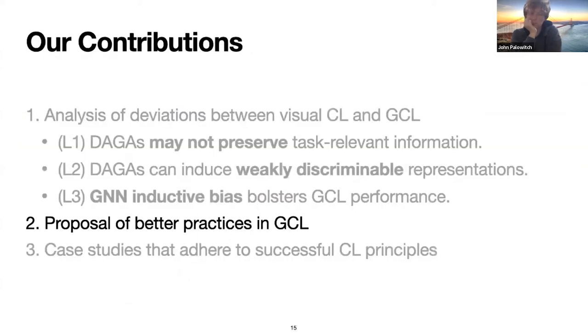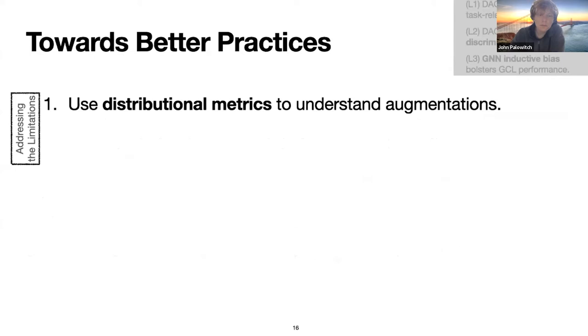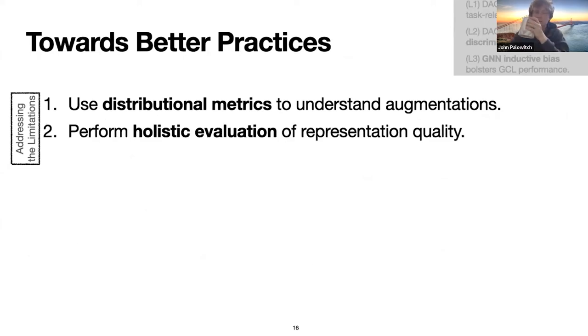Having looked at some limitations, we now look at some better practices in regards to the limitations we have seen. We suggest that practitioners use distributional metrics to understand how augmentations are altering the sample distribution, given that they may not preserve task-relevant information. Next, we suggest that practitioners perform a holistic evaluation that goes beyond just linear evaluation accuracy, such as inspecting the similarity between classes or samples, as DAGAs can induce weakly discriminable representations, as we saw.